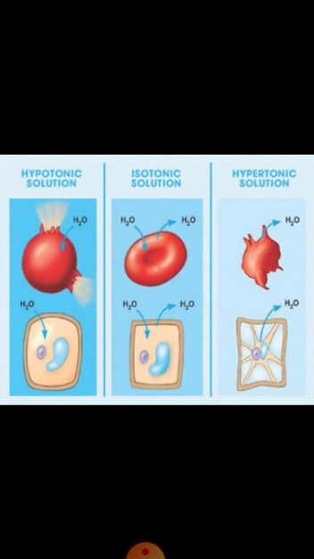Coming to isotonic solution. In this solution, the concentration of water molecule outside the cell and inside the cell are same. That is, same concentration of water molecules are present in and out of the cell. So, the movement of the water molecules coming out will be the same as the water molecules going into the cell. So, hereby the size of the cell remains the same. So, the net movement is the same.